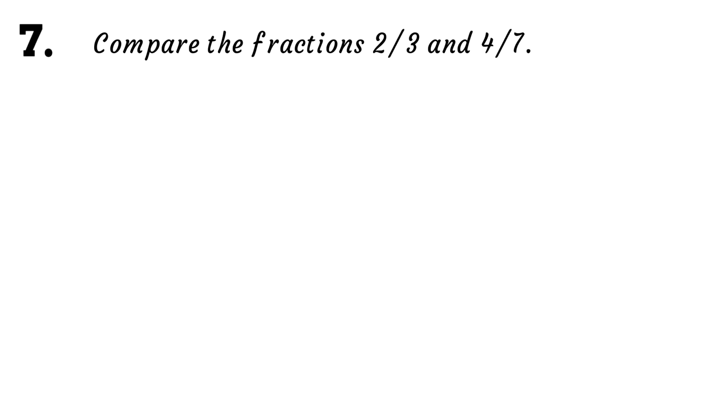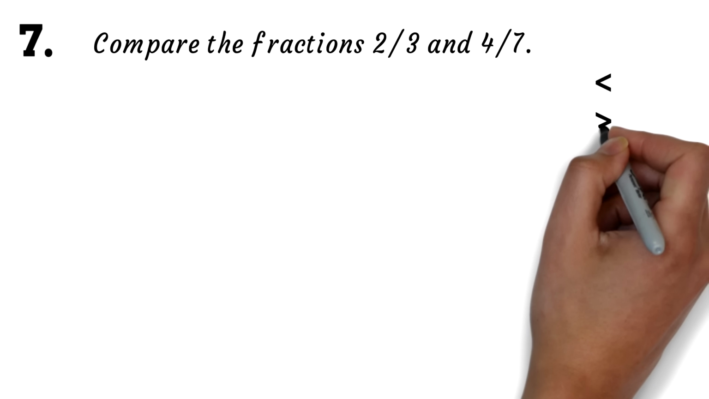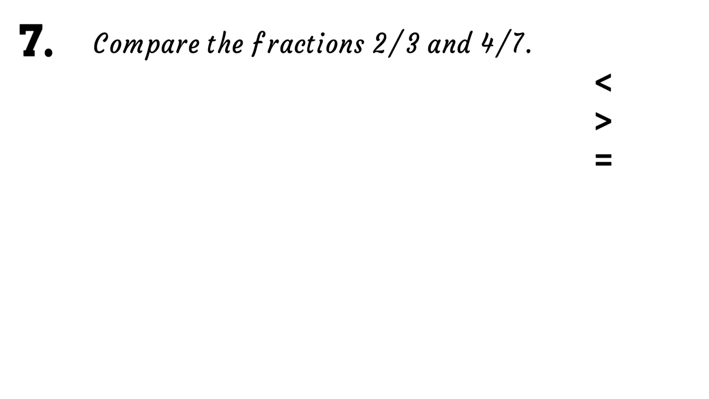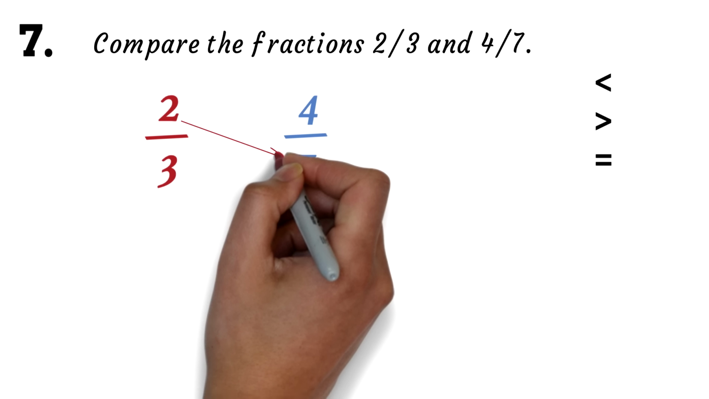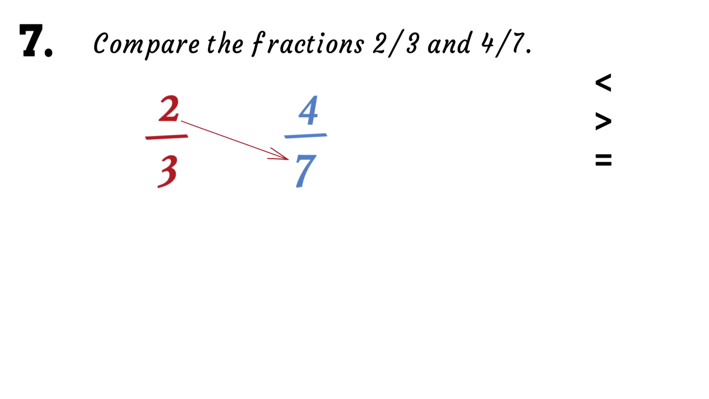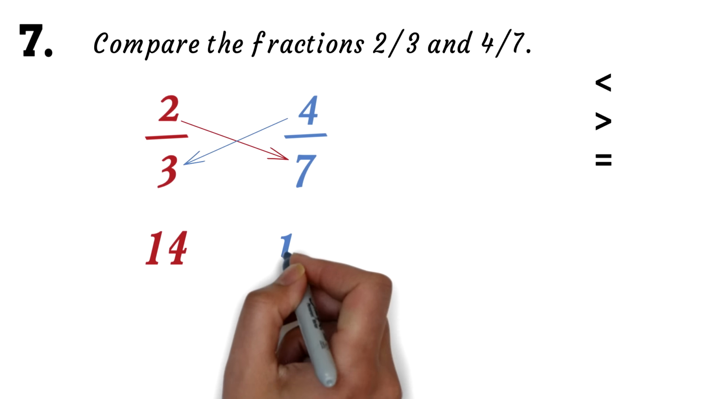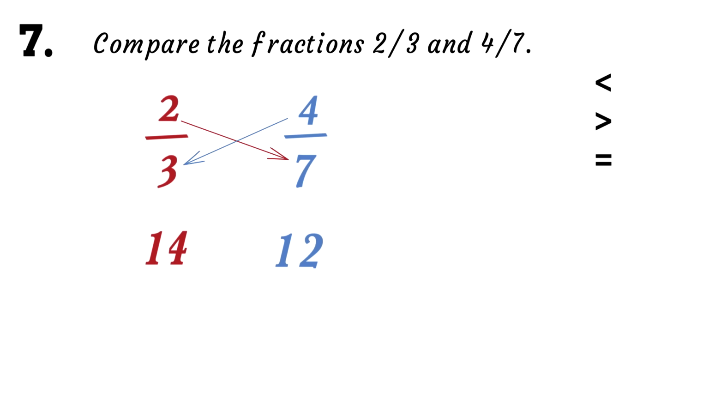Compare the fractions 2 over 3 and 4 over 7. Here, you are supposed to tell if it's less than, greater than, or equal to. To compare 2 fractions, all you have to do is cross multiply them and compare the values. So we will have 2 times 7, which is 14. We have 4 times 3, which is 12. Since 14 is greater than 12, we can say that 2 over 3 is greater than 4 over 7.